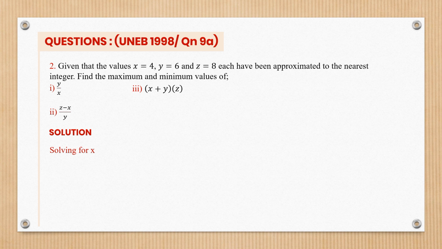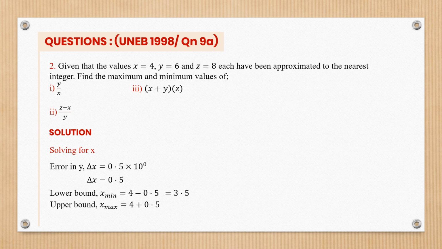So we're going to first solve for x. So we're going to first find the errors in each one of them. Now you can actually see that each one of them doesn't have any decimal place. So it's 0.5 times 10 to the power 0. So we shall have the error in x as 0.5. Now we shall also look for the lower bound in x. Now that shall actually save us time so that we do things faster. So x min shall be 4 minus 0.5, which shall be 3.5. And then the upper bound, which is x max, shall be 4 plus 0.5, which is 4.5.